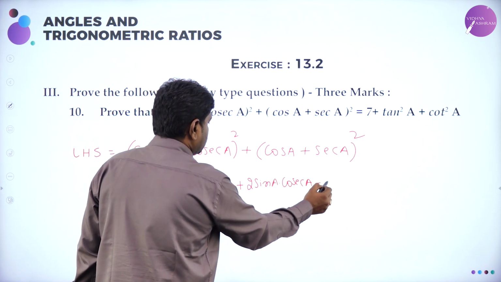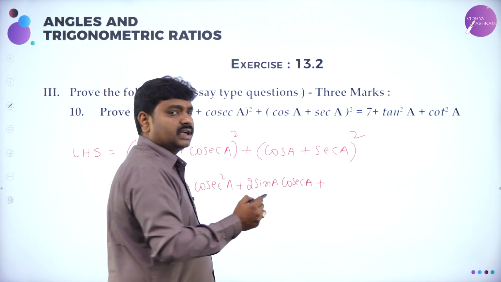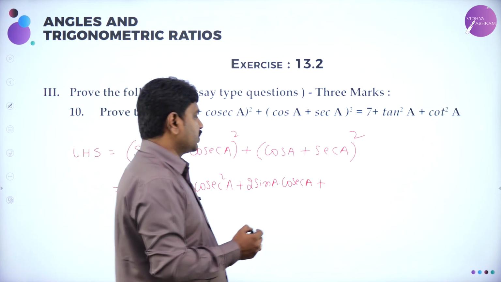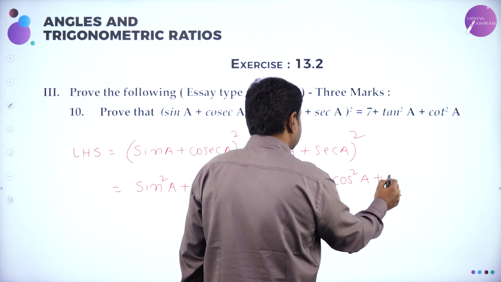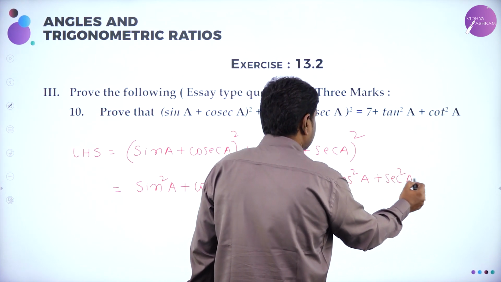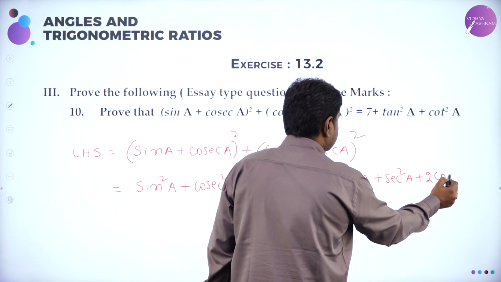Similarly, now this is cos a plus secant a. Cos a plus secant a the whole square can be written as cos square a plus secant square a plus 2 times cos a into secant a.